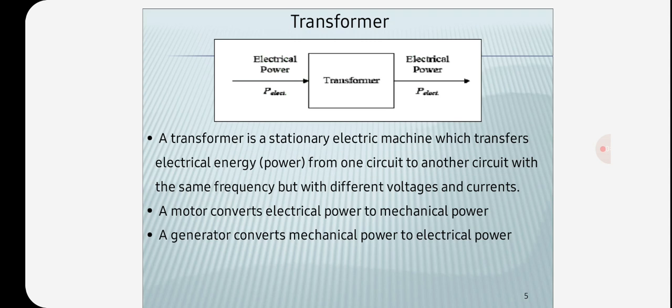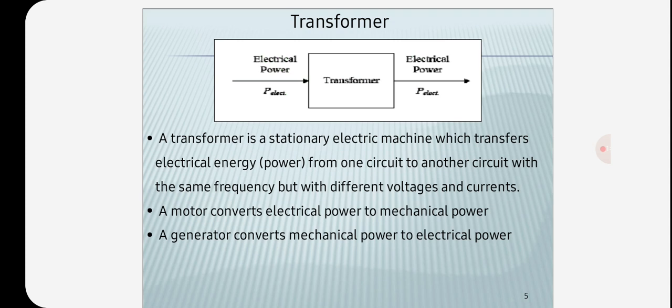The transformer converts one electrical voltage to another electrical voltage. The input is electrical power and the output is also electrical power, but the voltage will be increased or decreased with no change of frequency, meaning the frequency is the same.